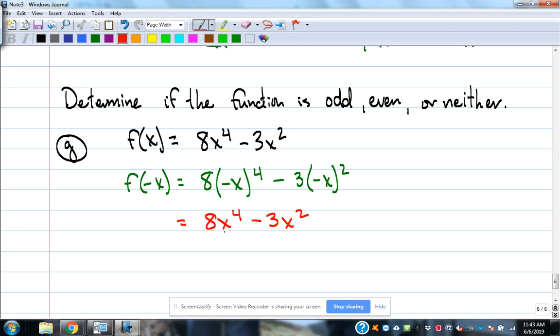Is that the exact same as the original? This one and this one, they are exactly the same. So this is an even function.